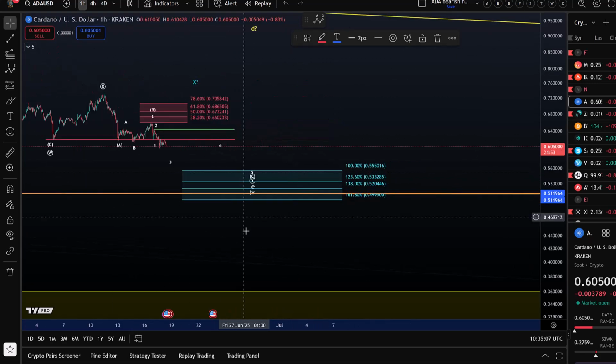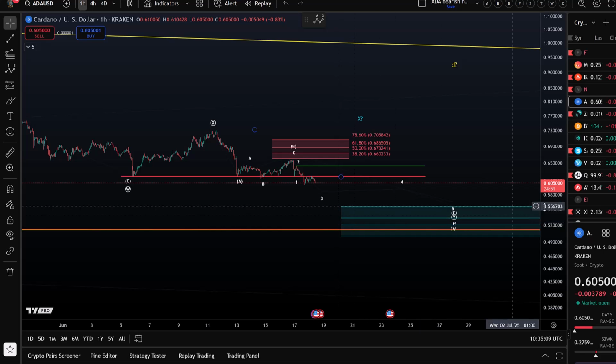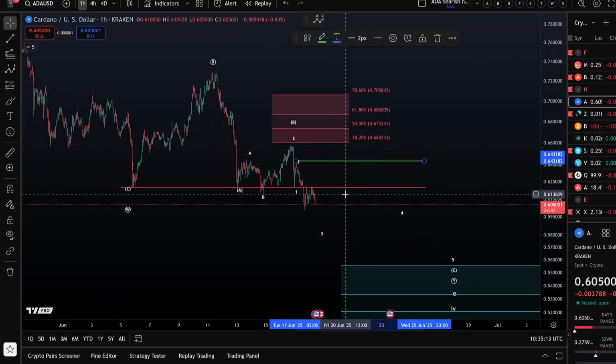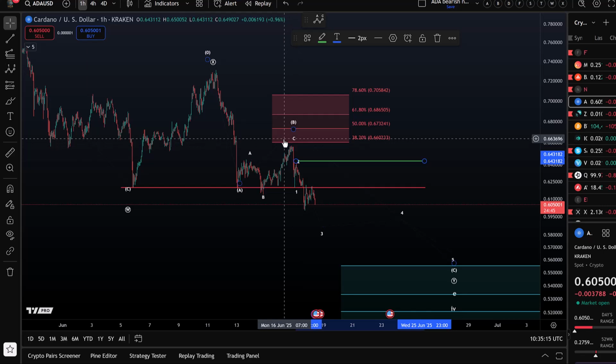We can get some volatility today due to the Fed interest rate decision, and any break above the green line at 64.3 cents would likely invalidate the direct pathway lower. That would not necessarily make it all bullish, only if we get a 5-wave move up, then maybe. But for now, the pressure remains downward.